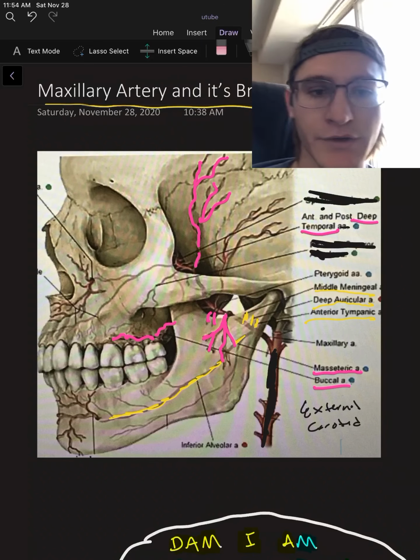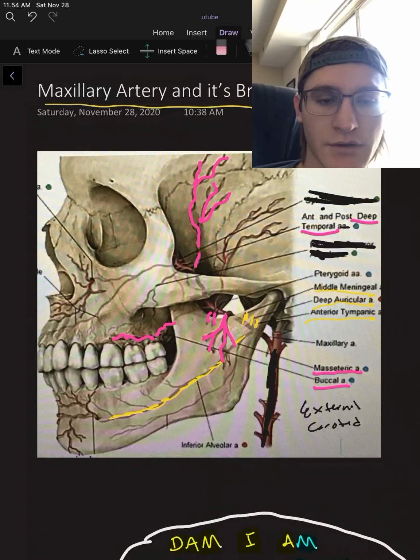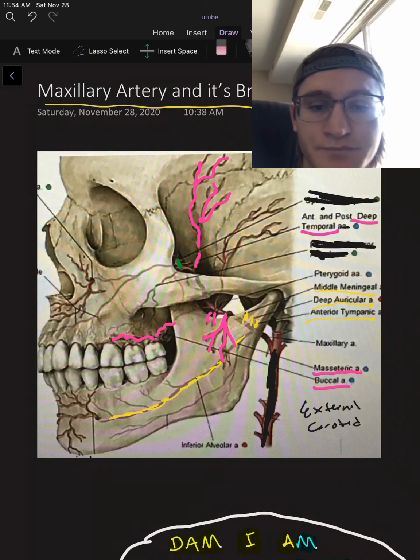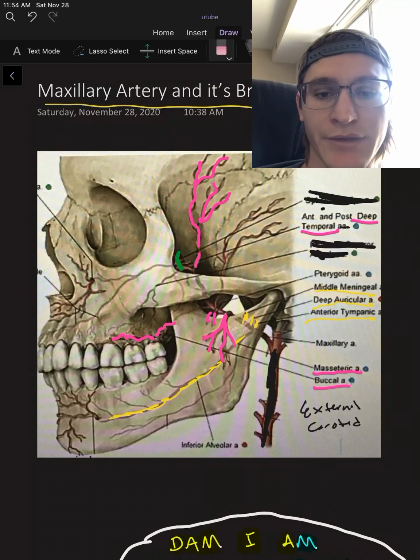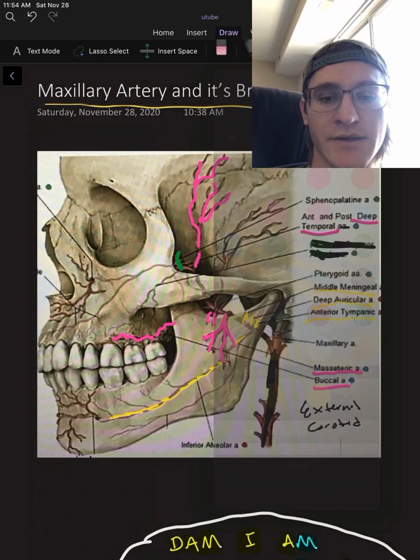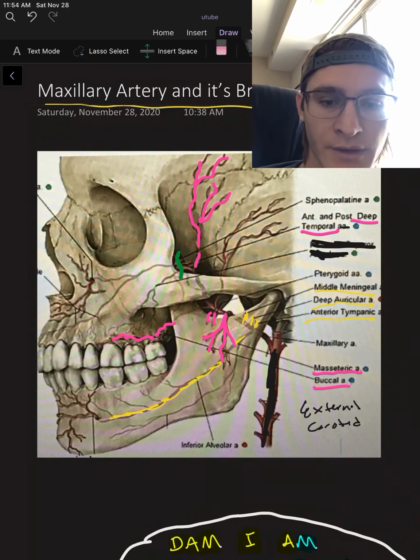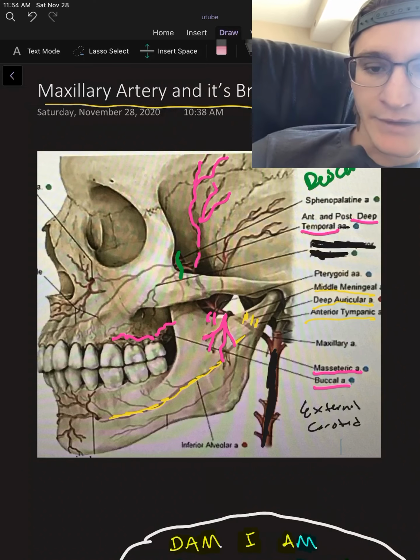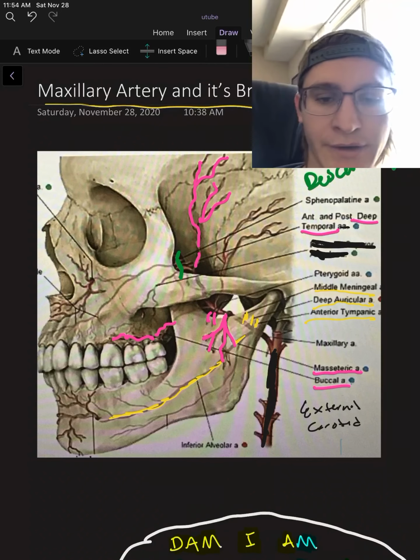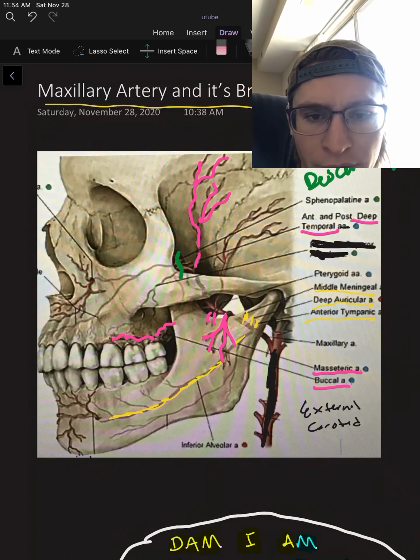Let me see where I can move this. There we go. Cool. So let's start this one up. There's our sphenopalatine. Sphenopalatine is going to be right there. And then our descending palatine is kind of going down with it. It might be that light section right there. That might actually be the descending. If you see it right under the green, that one that kind of goes down with no arrow to it, that one might be the descending.